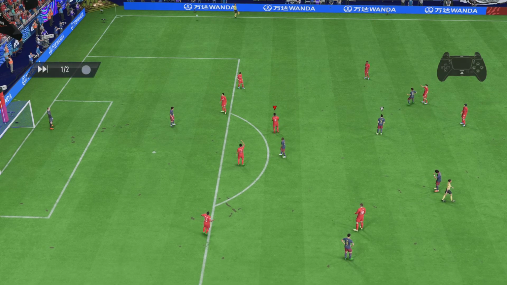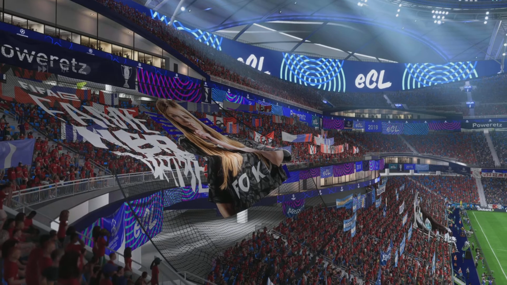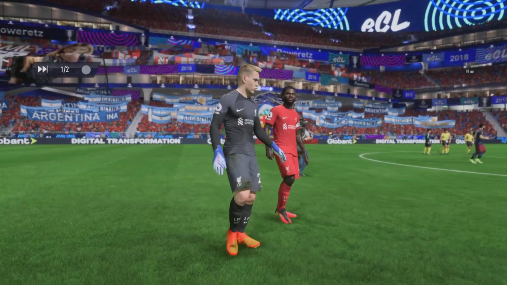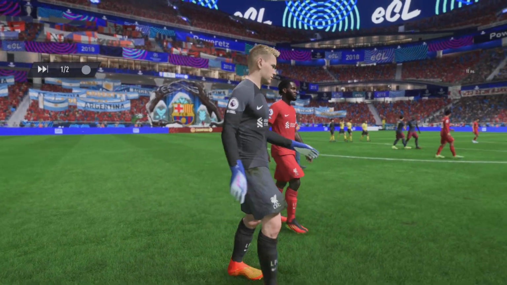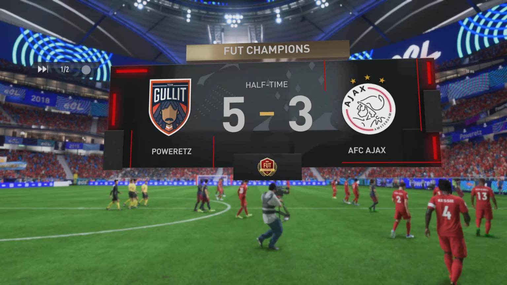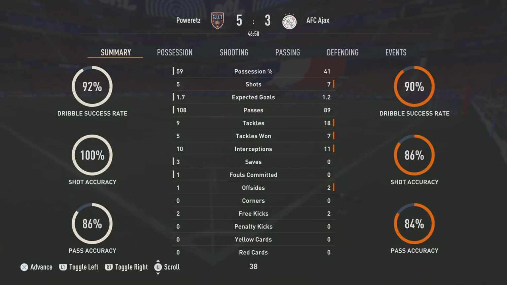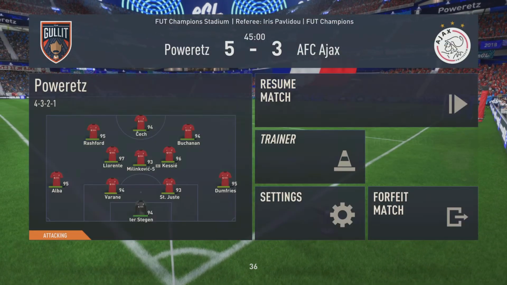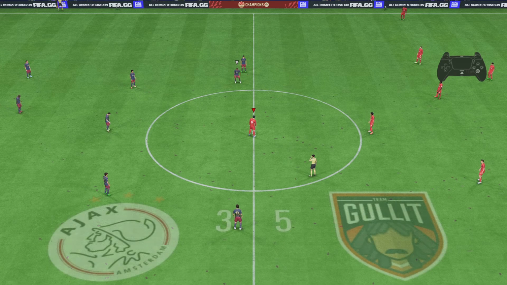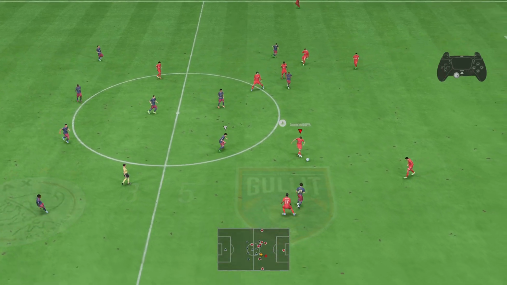And there it is, the half-time whistle. So the two teams have switched around, and the second half is underway.